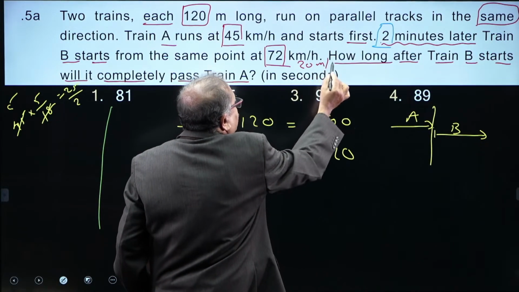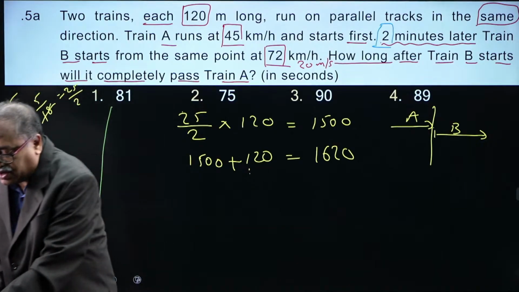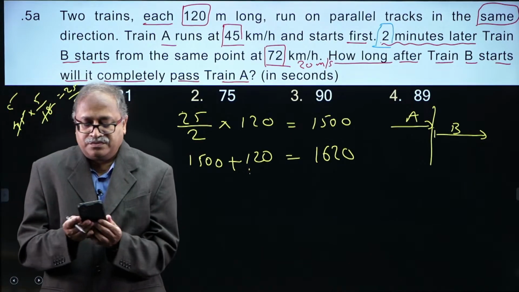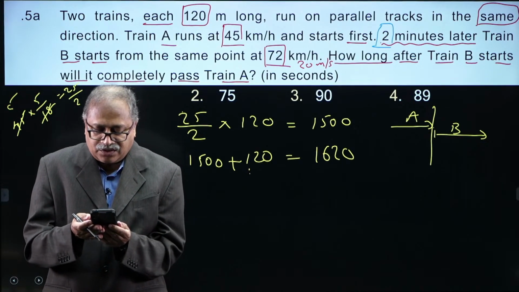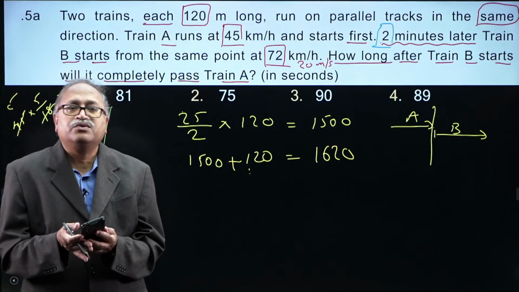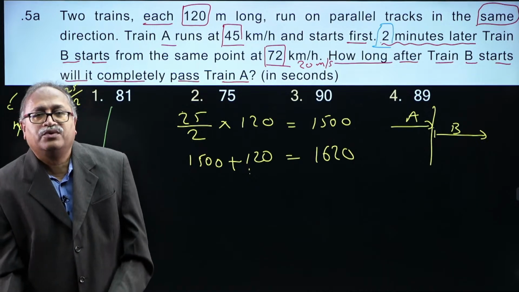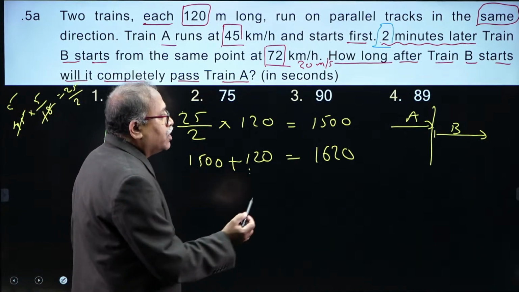20 meter per second, and the total distance to cover is 1620. Anyone answer the question? Appalnadu, it is not 120 plus 120. It is only 120. Why?